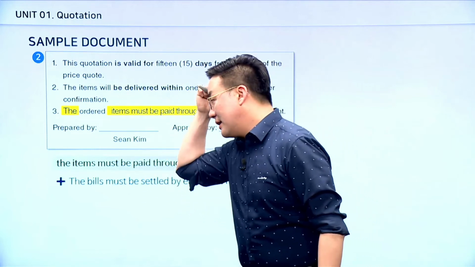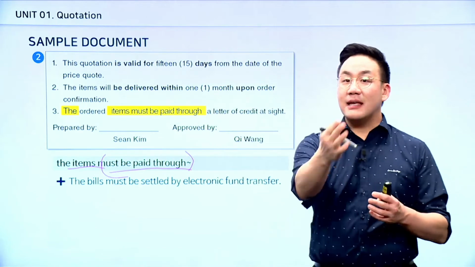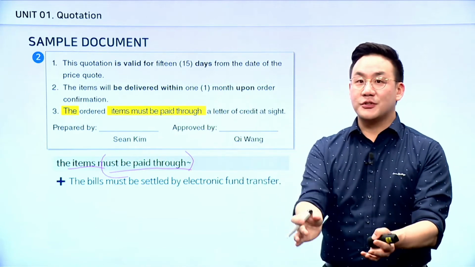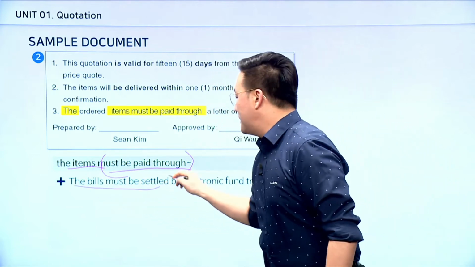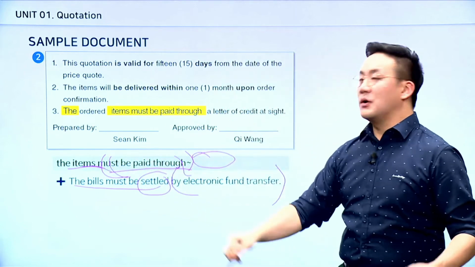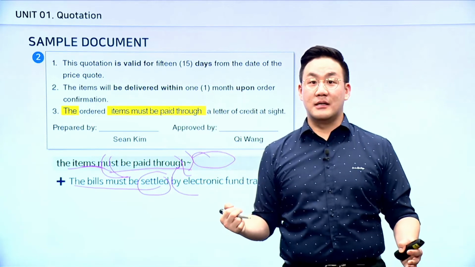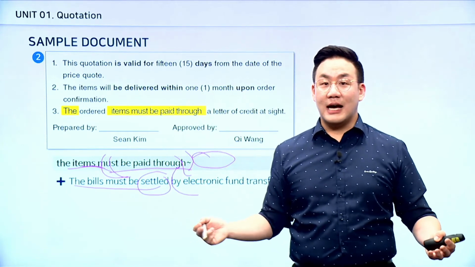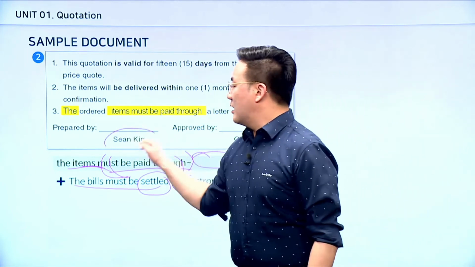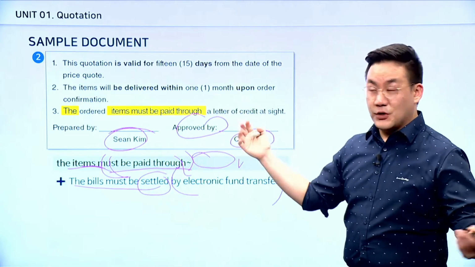But what I'm going to tell you is the items must be paid through. So I am telling you how to pay me, right? I am telling you the payment option that I choose. The bills must be settled by EFT, or the items must be paid through something. So this sentence is telling you how you should pay me, right? Instead of just anything, right? I am telling you the option of payment. Right, prepared by Sean Kim, the person in charge, approved by Chi Wang, the recipient, right?